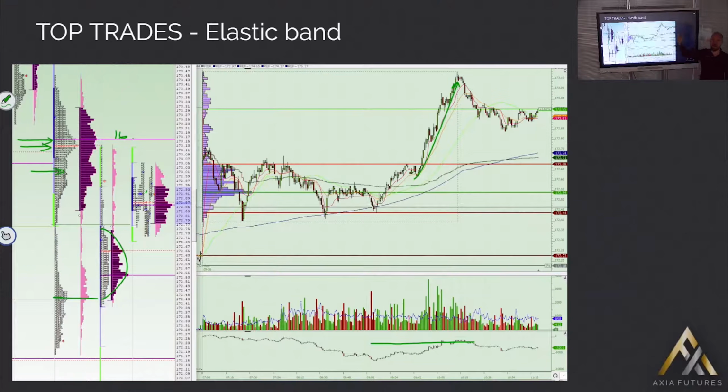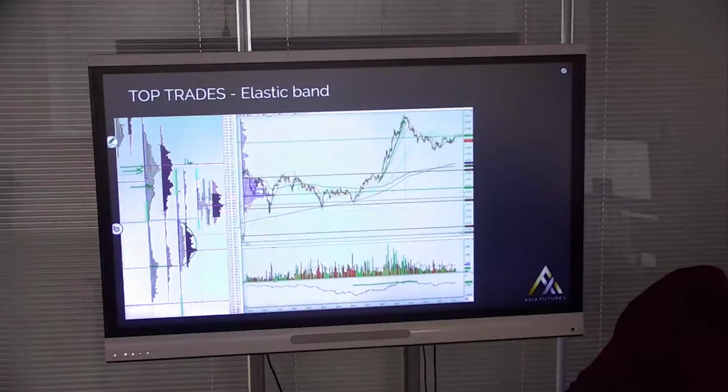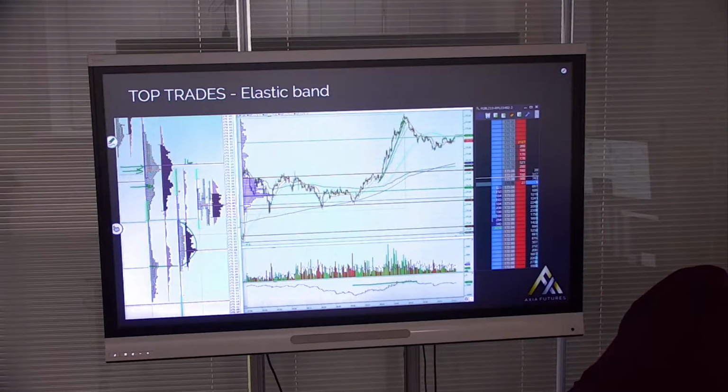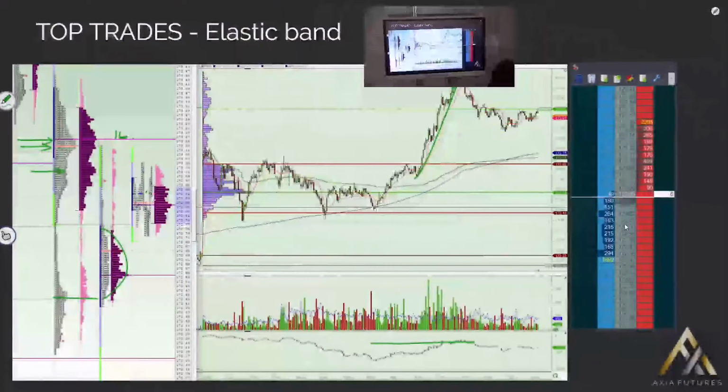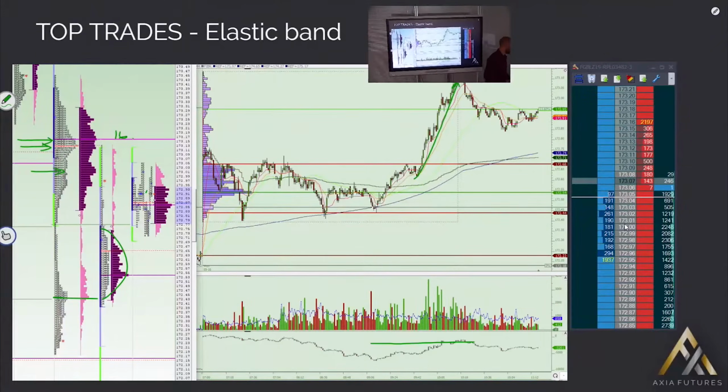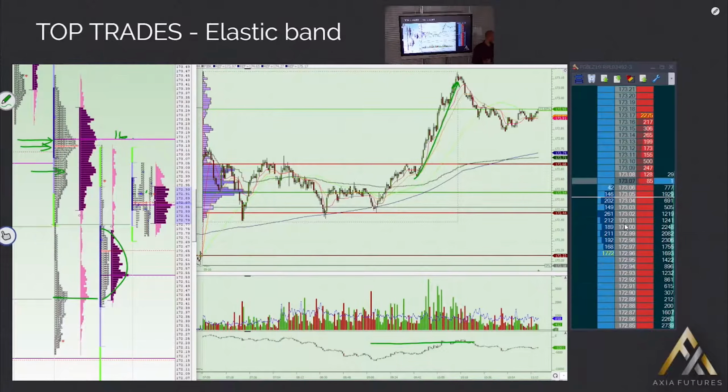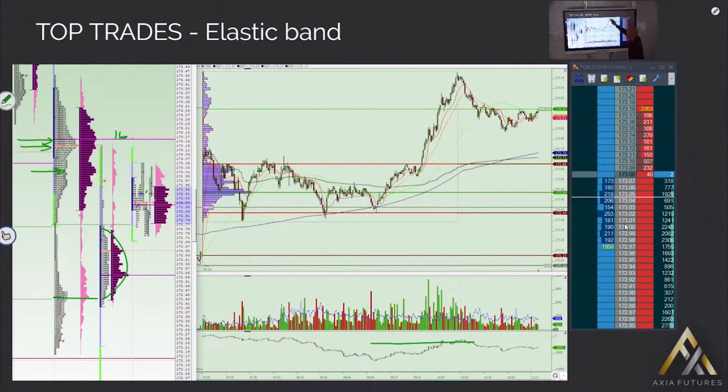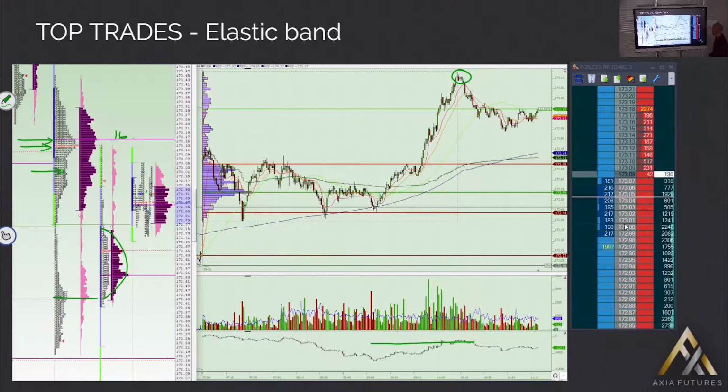And this is where your elastic band comes in, that the market that can't shift value as it moves higher gets sucked back down. I'll show you this on a ladder. So let's get your ladder up. Here we go. So we're actually playing this at double speed, just to make sure we can cover it all. But what we're looking at here is the end of this move and how do you play this elastic band trade.